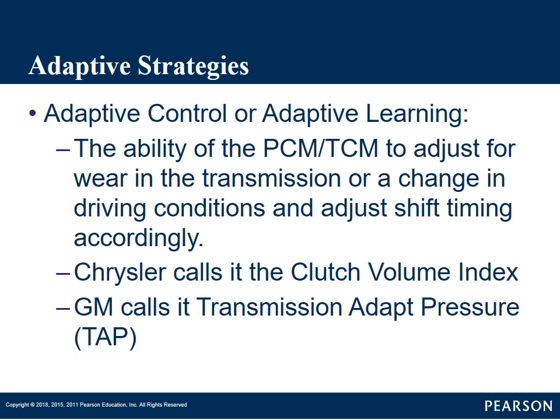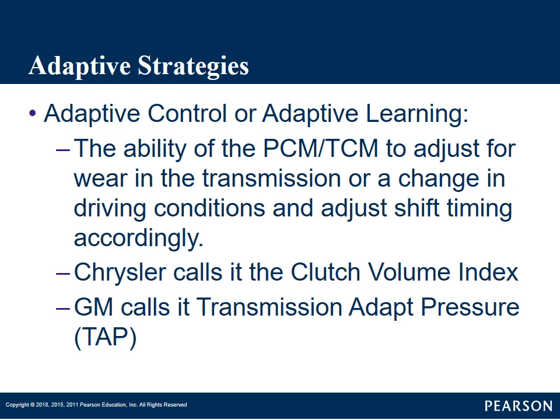If a computer can't get that shift timing to adjust within a parameter, that's when it sets codes. Two popular ways of doing this: Chrysler calls it their clutch volume index, and GM calls it their transmission adapt pressure.